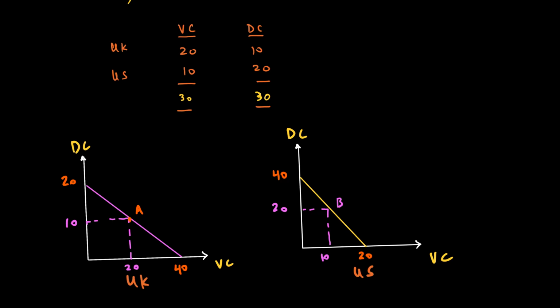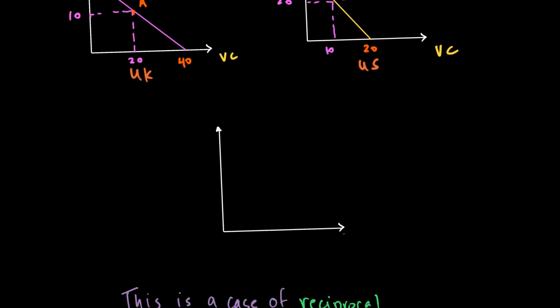And similarly, when it comes to digital cameras, I can say the US has an absolute advantage because they can make 40 versus the UK, which can only make 20. How do I show that in terms of a single diagram? If I just make a single diagram, that will be much more obvious.